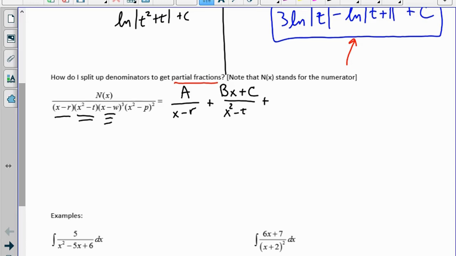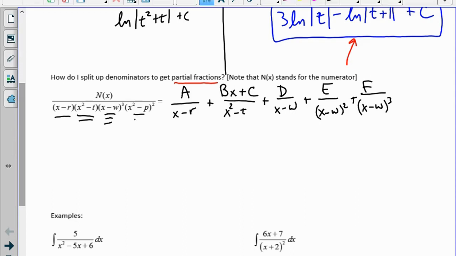Now I have this linear factor that is repeated. So anytime I have a repeated linear factor, I have to do as many linear factors as necessary in order to get up to the power that I have. So this has a power of 3. So I'm going to do d over x minus w plus e over x minus w squared plus f over x minus w cubed. So notice they're all linear factors. The x itself is not being squared, so I just have to put a constant in the numerator up there.